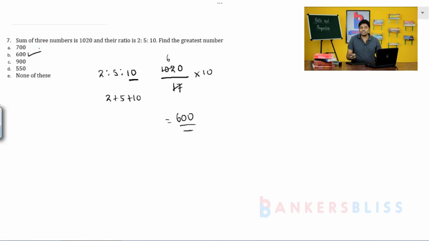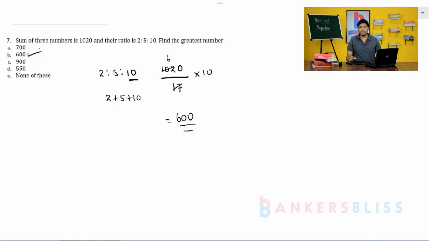So 2 is to 5 is to 10. 2 plus 5 is 7, 7 plus 10 is 17. So 1020 has to be divisible by 17, then multiplied by 10. If you do, you are going to get 600. Option B is the right answer.